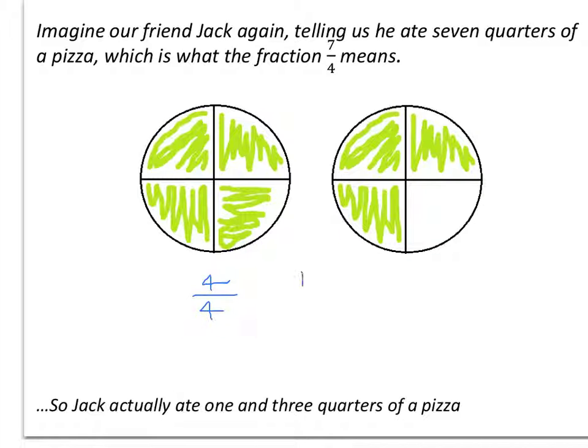To make up the 7/4 that he says he's eaten, we need a second pizza and have divided that up into quarters as well. The 4/4 we can really say just represents a whole. And then we need to be adding on to that our other 3/4. So what Jack could have really said is that he ate 1 3/4 of a pizza.